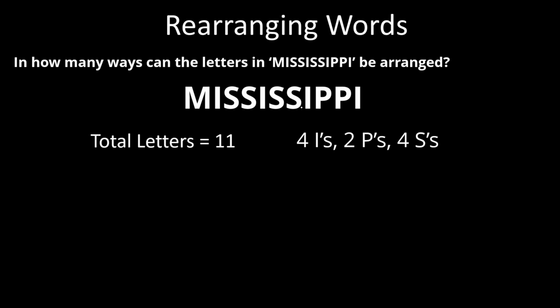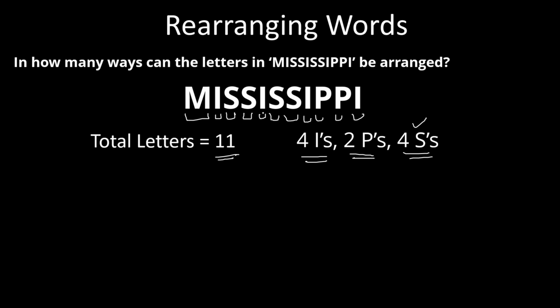So we have seen the mathematics example, and now we are going to see the Mississippi example. Let's count the letters: 1, 2, 3, 4, 5, 6, 7, 8, 9, 10, 11. So there are 11 letters. Now, notice that there are 4 instances of I, 2 instances of P, and 4 instances of S. These are the repeated letters, and M is only one, there is only one of them, right?